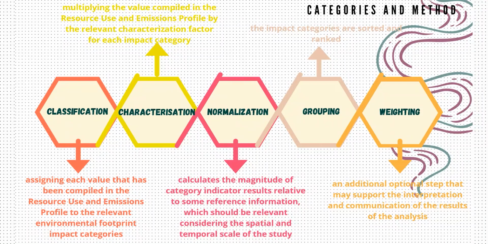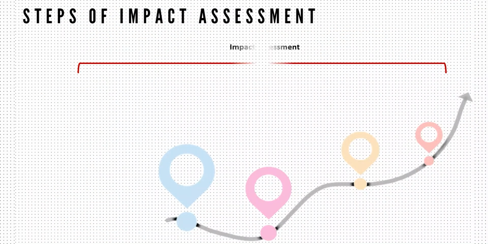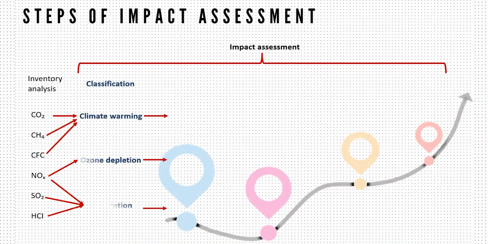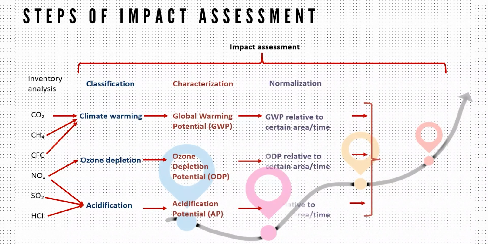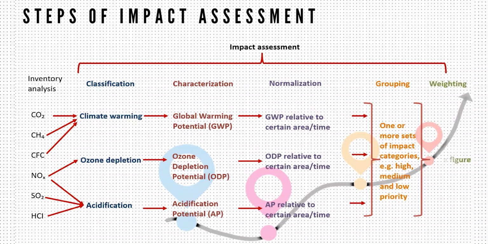After we know the categories and method in impact assessment, let's continue with an example of the steps in impact assessment. The steps start when we get the results from the inventory analysis, such as when the result is carbon dioxide, it will be classified in climate warming, the same as other results. Next, at characterization, the climate change will be characterized under global warming potential.